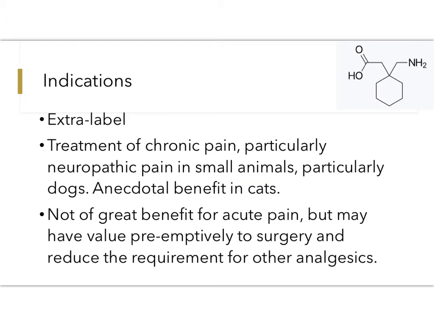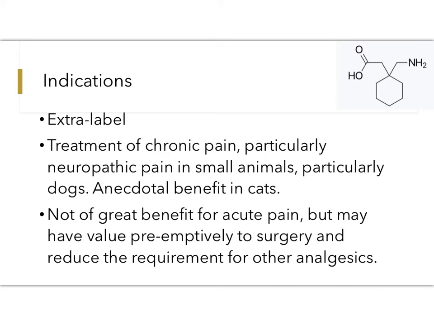So it's first important to mention that this is an extra label use of gabapentin. Its major use is also as an anticonvulsant. We'll talk about that a little bit in the next slide or so. This is the structure of gabapentin, and we'll point out how similar it is to the neurotransmitter gamma-aminobutyric acid, GABA. So we use it primarily for chronic pain, particularly neuropathic pain.